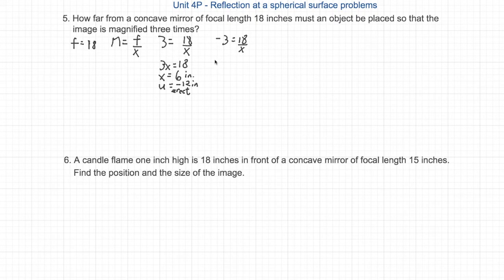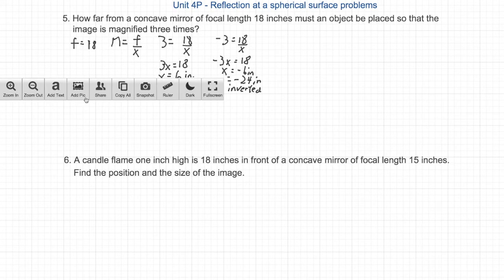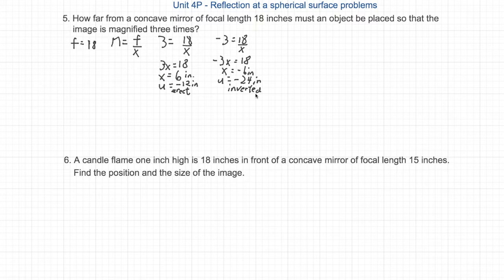If we have an inverted image, the magnification is negative 3. And we find x equals negative 6 inches in that case, which means u is negative 24 inches for our inverted image. Now, to explain these in a little more clarity, let's draw our diagram, and that'll help explain where these numbers came from.